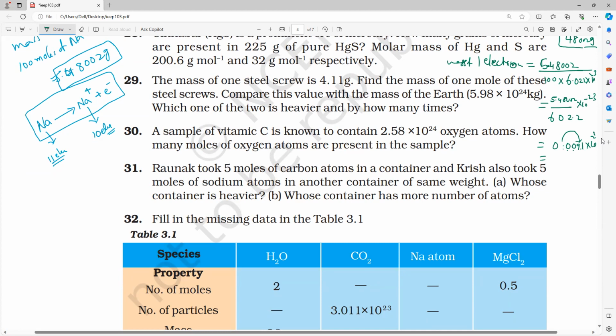10 power minus 27. So you'll get 9.1 into 10 power minus 27 grams. That is the mass of 1 electron. Minus 27, okay. That is the mass of 1 electron. Do you understand, everybody?